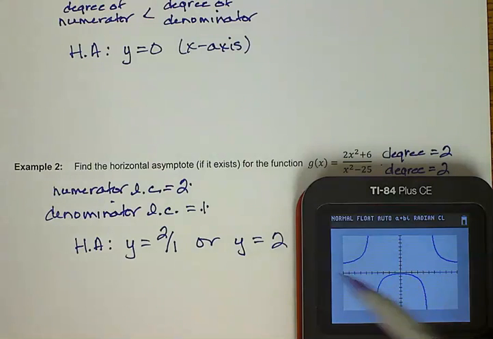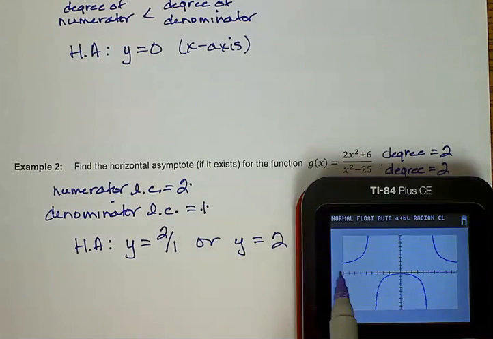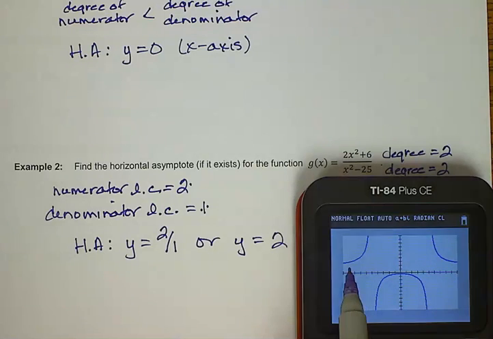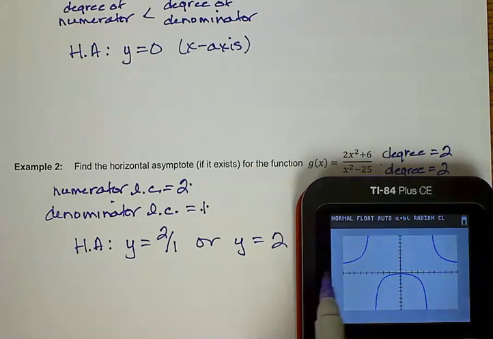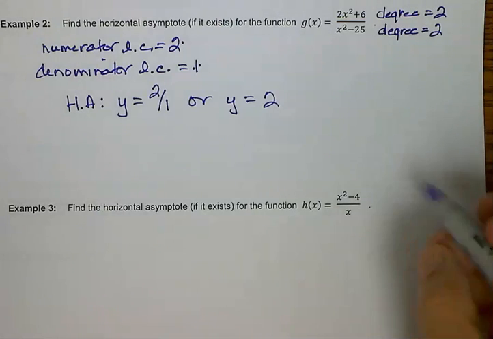But if you look at the left and the right ends, on both ends, this is getting closer to what looks like a horizontal line. And we said our horizontal asymptote was y equals 2. So if we drew the line y equals 2 in there, that's what this is getting closer to on this end, and that's what this is getting closer to on this end. Let's look at one more example.